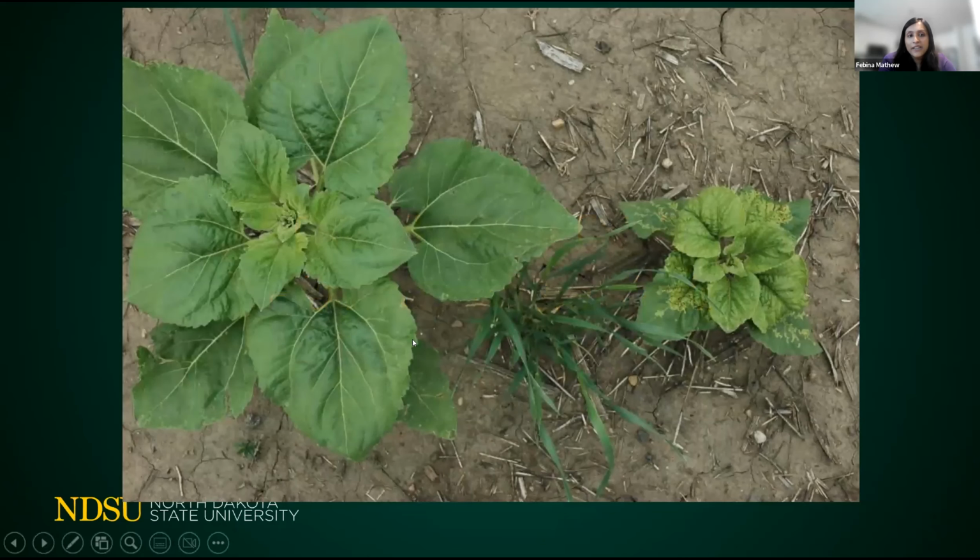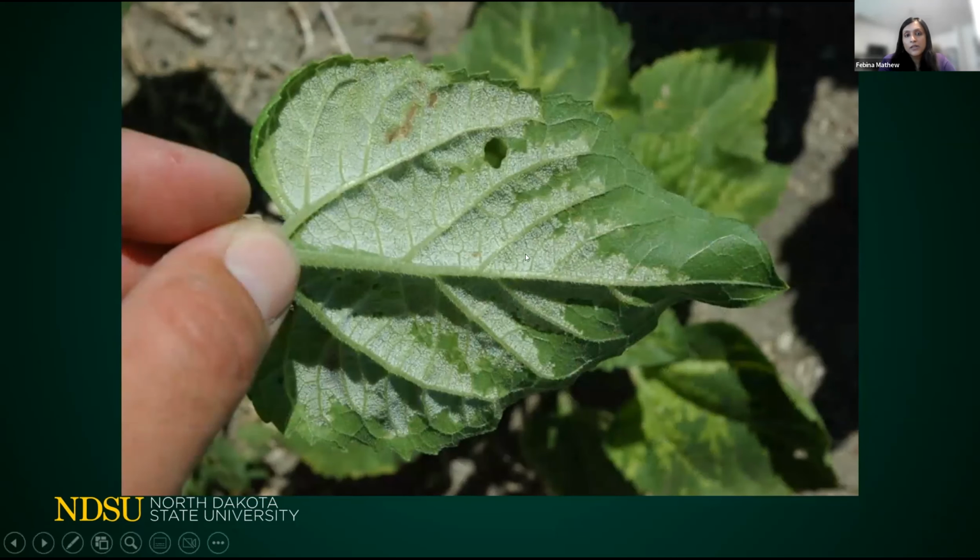Downy mildew, I have seen this disease probably twice in South Dakota. One was in my field, and that's just because we happened to plant sunflowers very early into the season. And this was taken right off in Brookings. The picture on the right side is a downy mildew affected plant. You can see it is short, it's stunted. The one on the left side is a healthy plant. And when you flip the leaves of the downy mildew affected plant, you see this gray colored mycelia. That is one way to tell that we have downy mildew in the field.